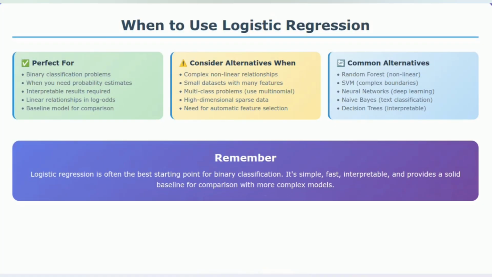So, when should you actually use logistic regression? Let me break this down for you. Logistic regression is perfect for binary classification problems. Think yes or no, spam or not spam, pass or fail. It's also your go-to when you need probability estimates, not just predictions. Want to know there's a 73% chance a customer will buy? Logistic regression's got you covered.